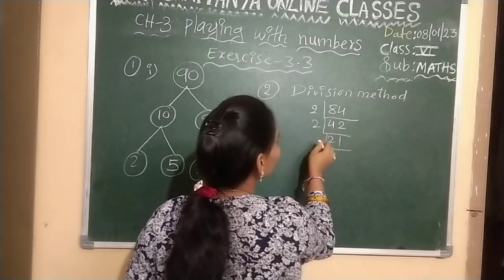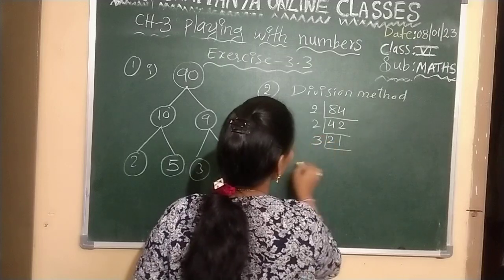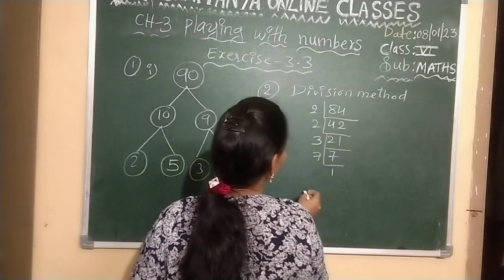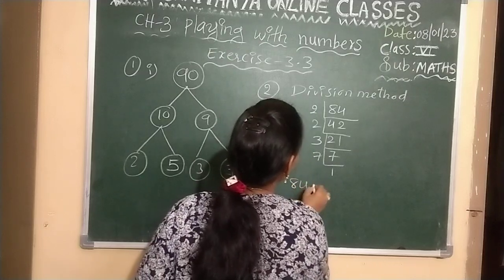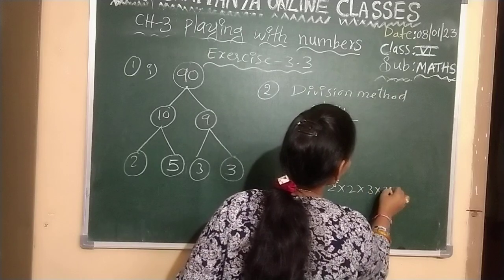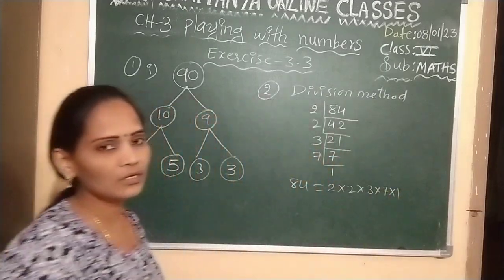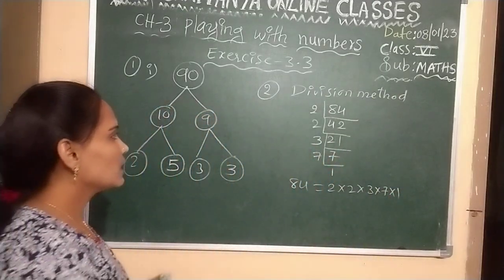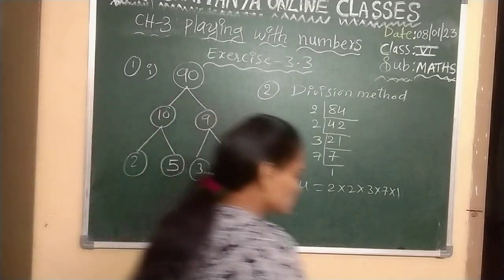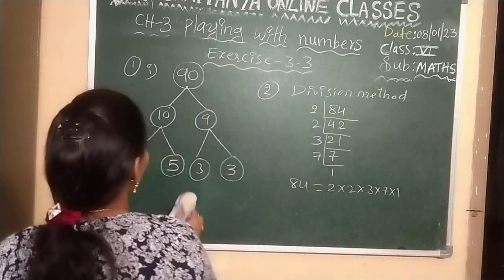Now we cannot divide with 2, so take 3. 3 sevens are 21, 7 ones are 7. Now 84 is equal to 2 into 2 into 3 into 7. Like this we can factorize the given number 84 using the division method. Okay, next is the third question.